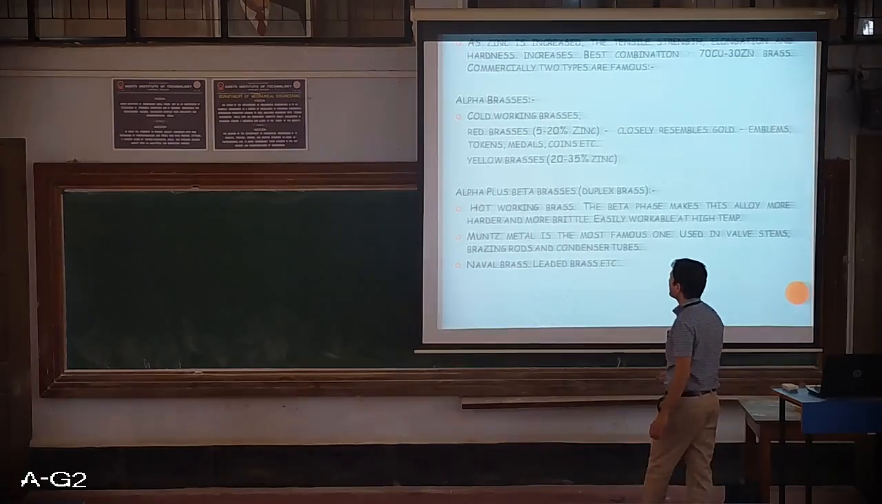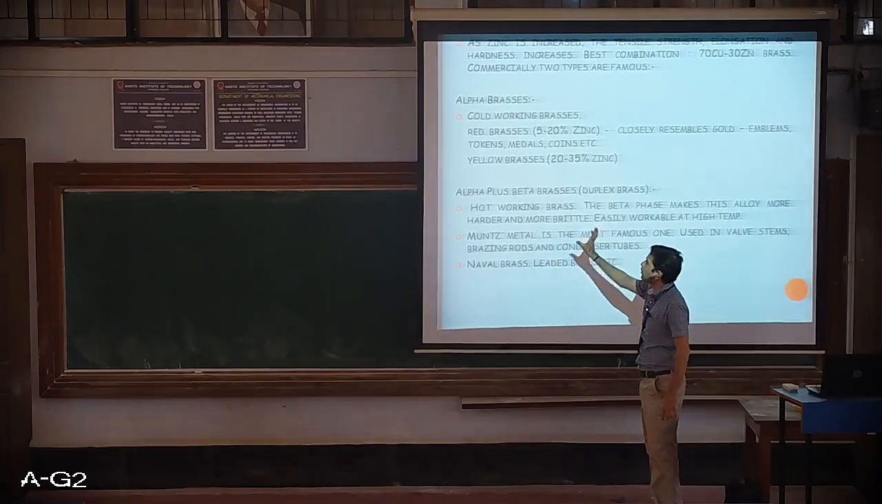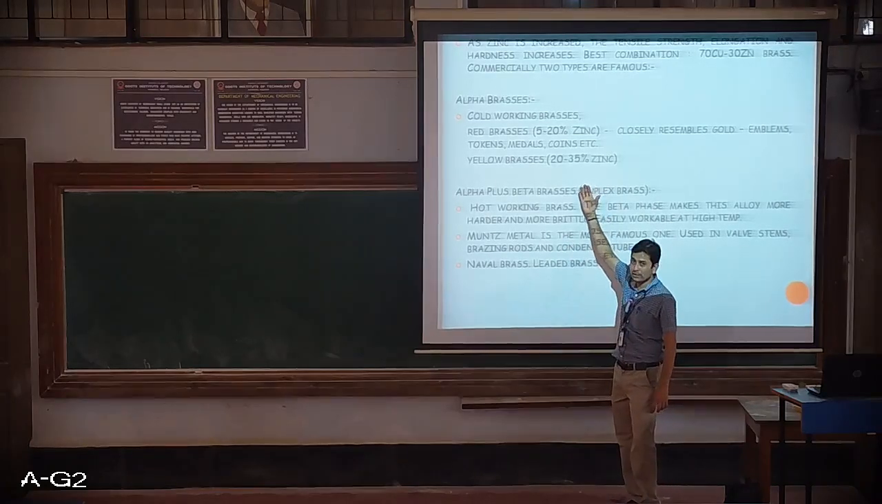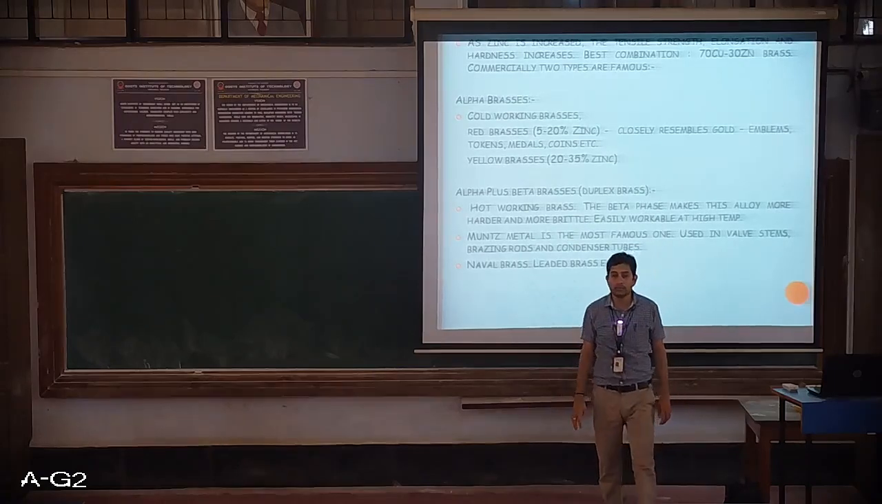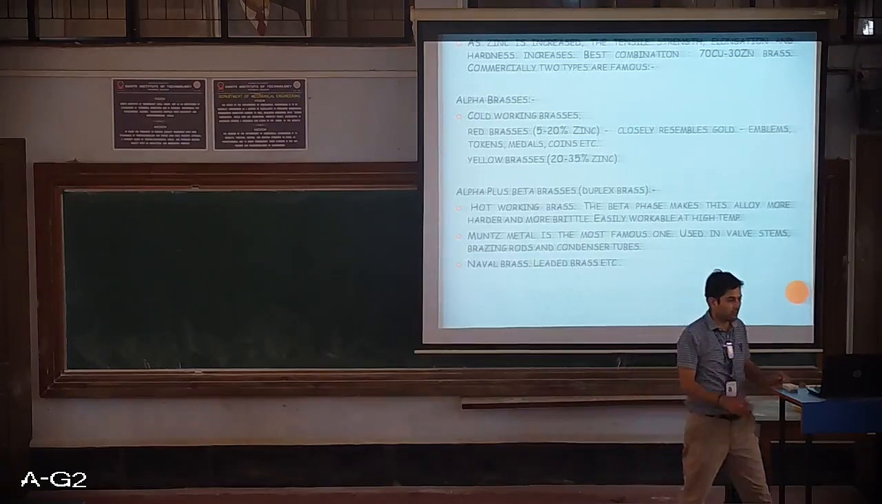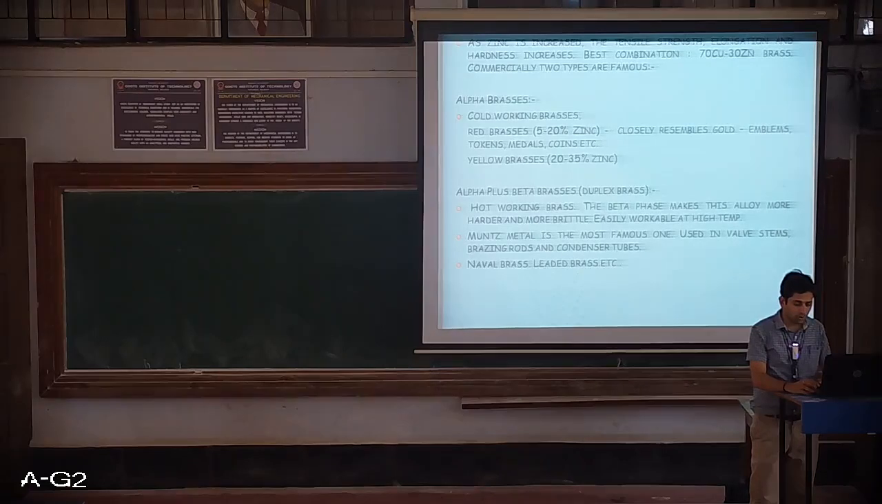And alpha plus beta brass is also called duplex brass. It is hot working. Alpha brass is basically for cold working, low temperature working, and this one is used for high temperature working applications. So these are the things about copper and its alloys.